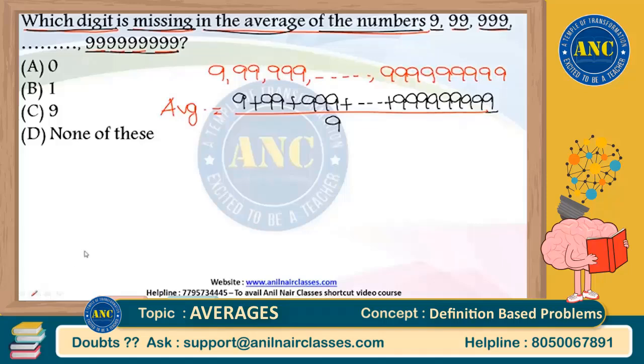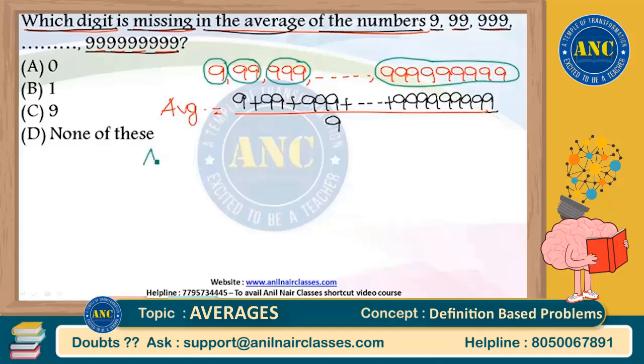Sir, how did you identify that there are 9 terms in this series? It's very easy, sir. Can I say that if it is the first term, it will be having only 1 nine. Second term, 2 nines. Third term, 3 nines. If there are 9 nines, it should be the 9th term, right? It should be the 9th term.